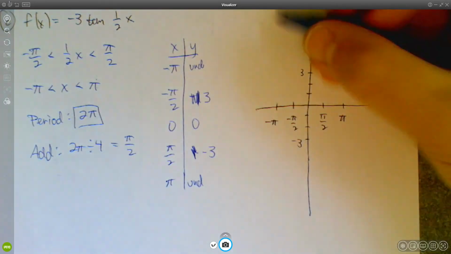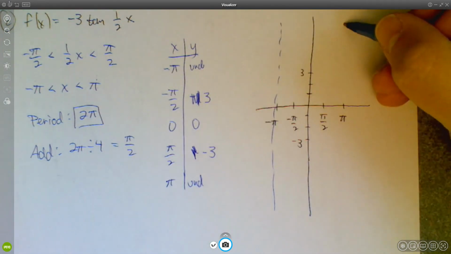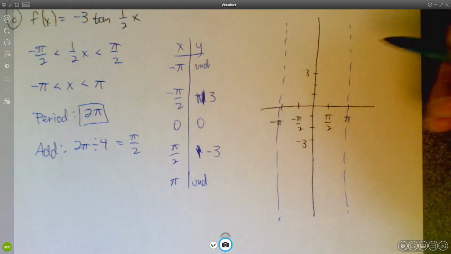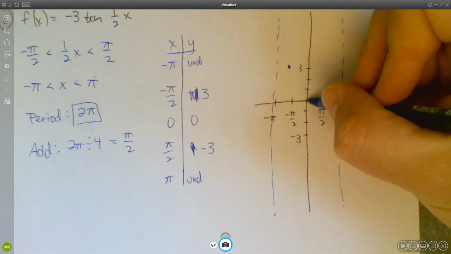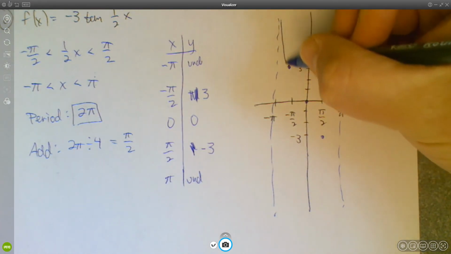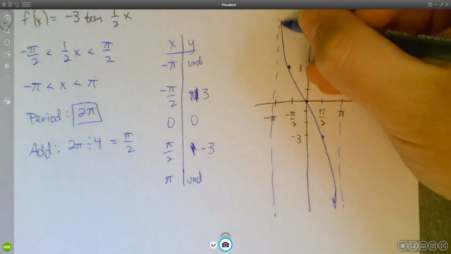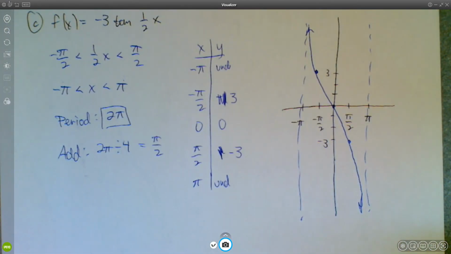Okay, so vertical asymptotes here and here. And then I'm going 3, 0, negative 3. Okay, so that's that one. Okay, let's do another.